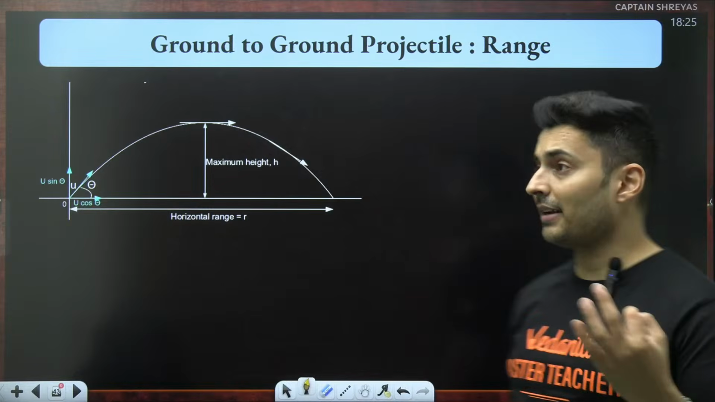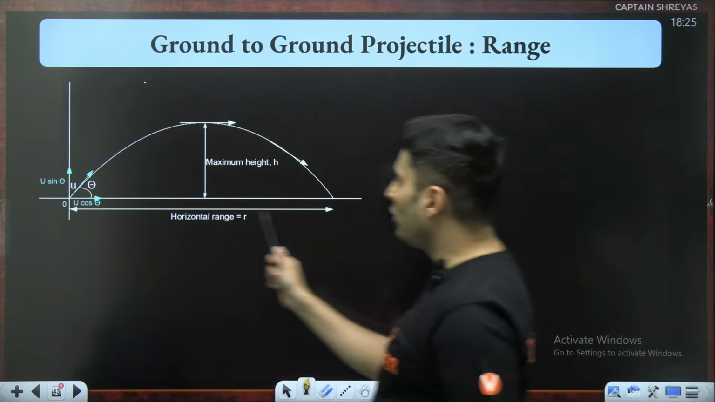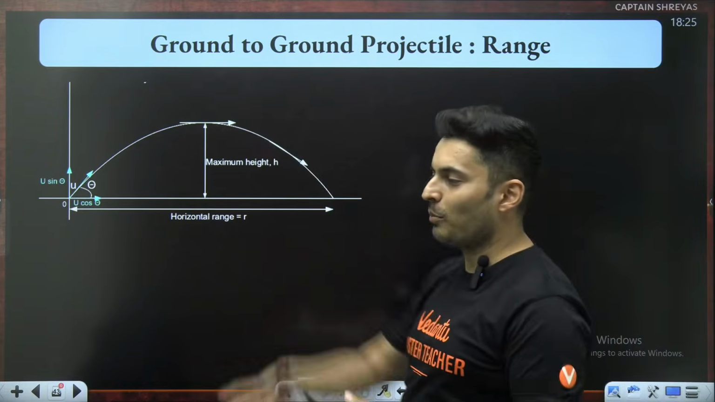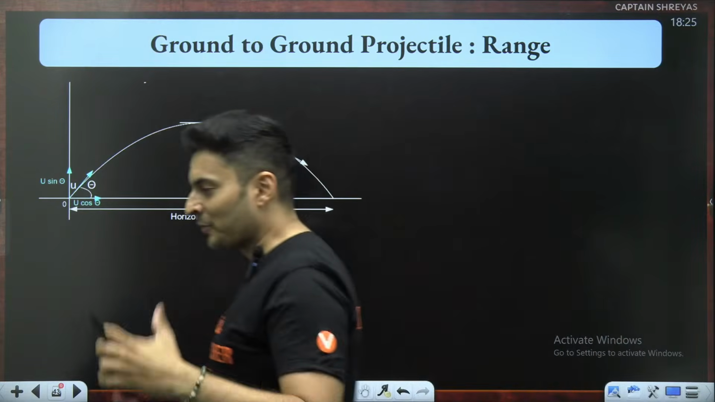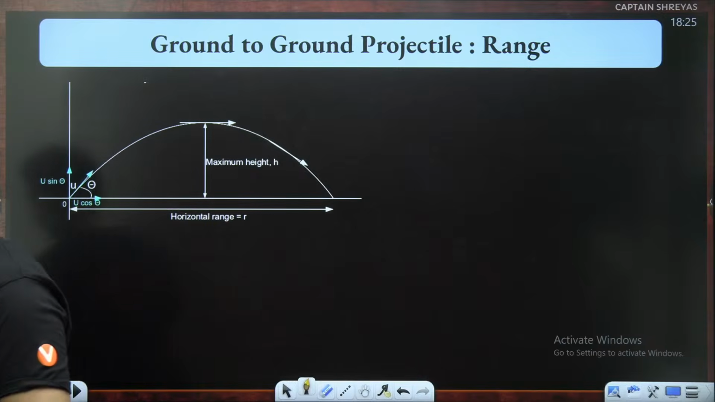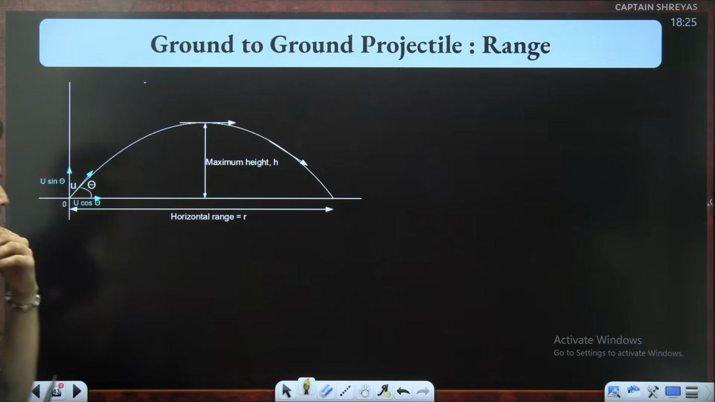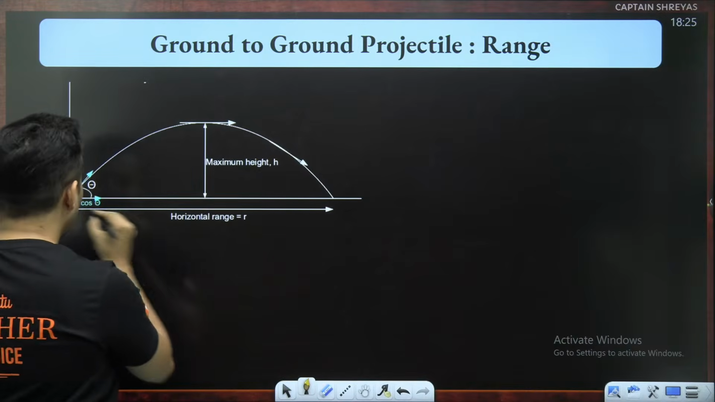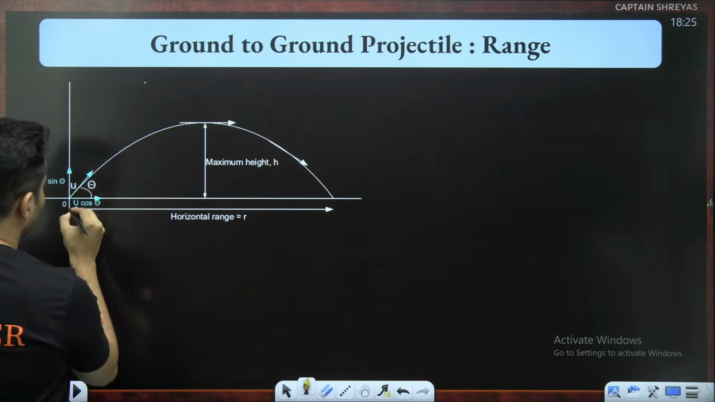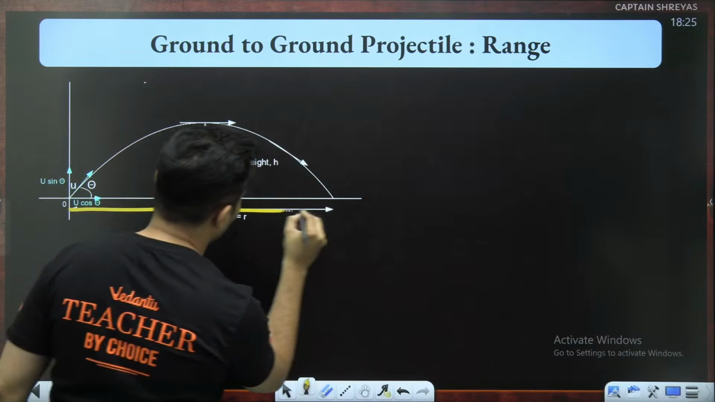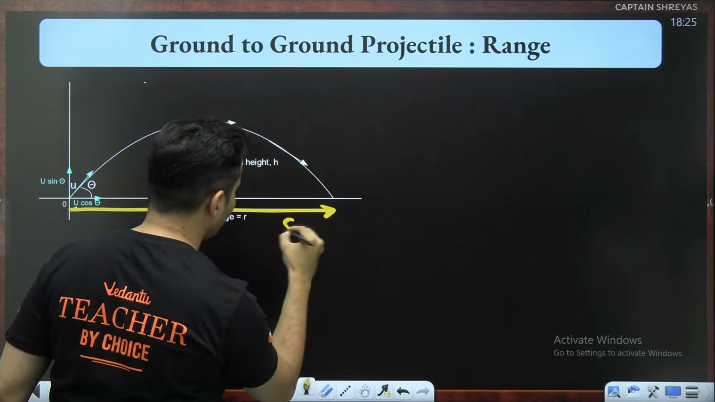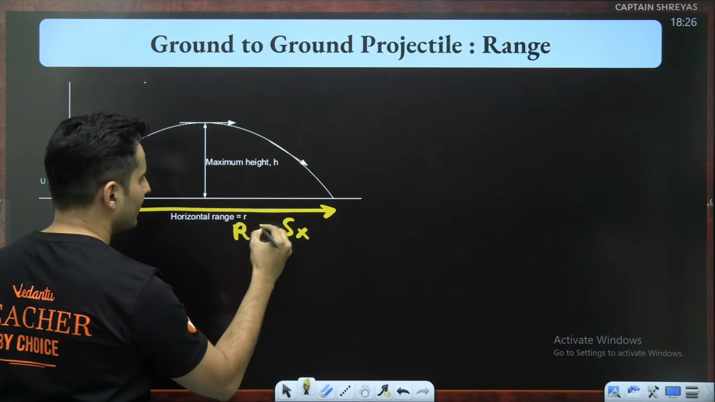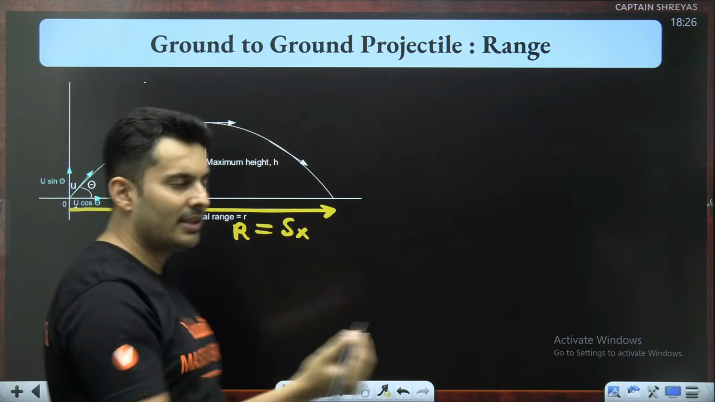Lastly, we have the range. How far from the initial place will it land? I hit a 6 or I kick a ball. How far will that football go? That is basically the range. Okay. So my dear warriors, how do we do this? Let's think. To find the range, I should use the horizontal distance, which is the horizontal displacement. So Sx is basically the range. Displacement in the x direction is the range.